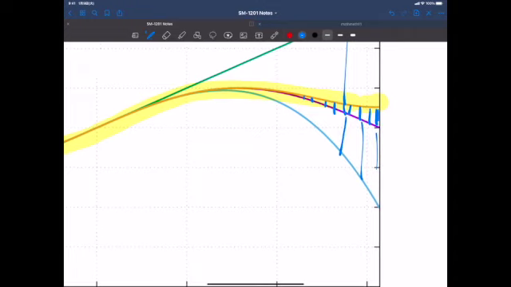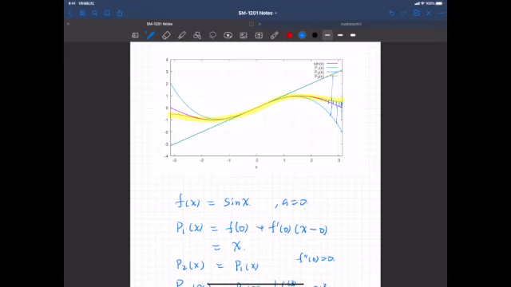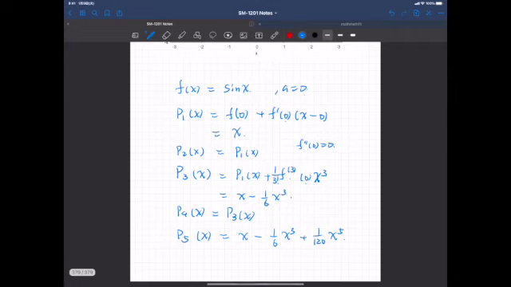So in this way, we can approximate any well-behaved functions to an arbitrary precision. And these polynomial expansions are called a Taylor expansion of functions.